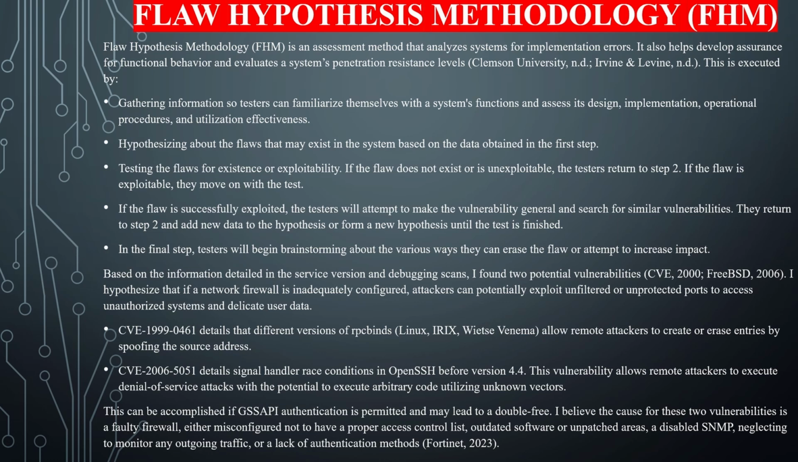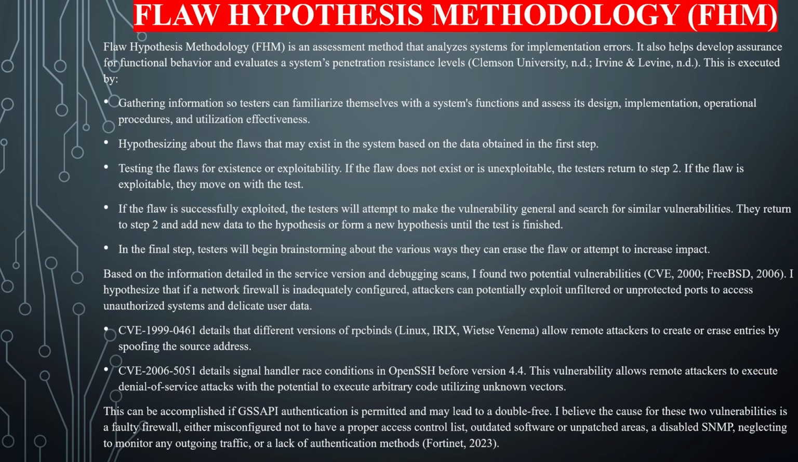This is based on CVE 1999-0461 and CVE 2006-5051, which talks about the different versions of RPC binds used in Linux, IRIX, WITS Venema, and OpenSSH before the version 4.4, which allows remote attackers to execute denial-of-service attacks with the potential to execute arbitrary code utilizing unknown vectors and allows them to create or erase entries by spoofing the source address. This can be accomplished if GSS API authentication is permitted and may lead to a double free.